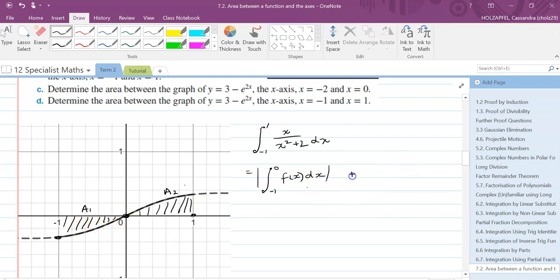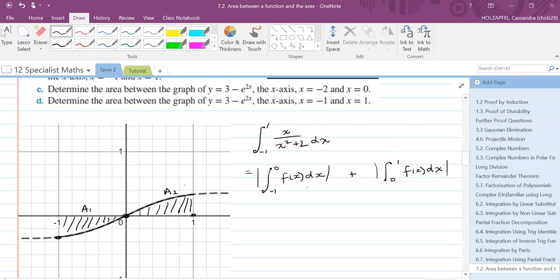Then we are going to add that to our area 2, which is just the integral from 0 to 1 of our function with respect to x. We don't really need to put the absolute brackets around this one because it will already be positive, as it's above the x-axis. So let's go ahead and determine what the integral of this function is first, and then we can substitute in all of those values.